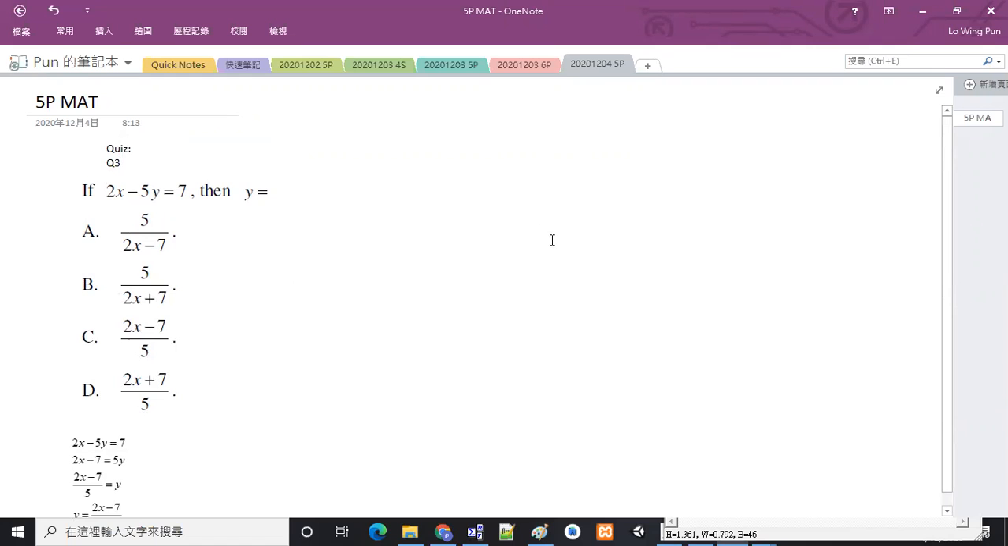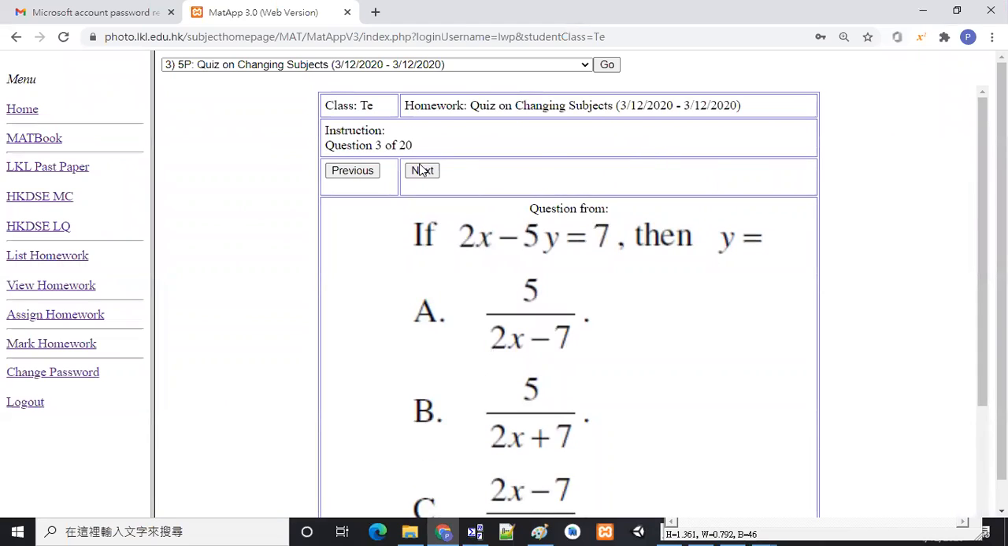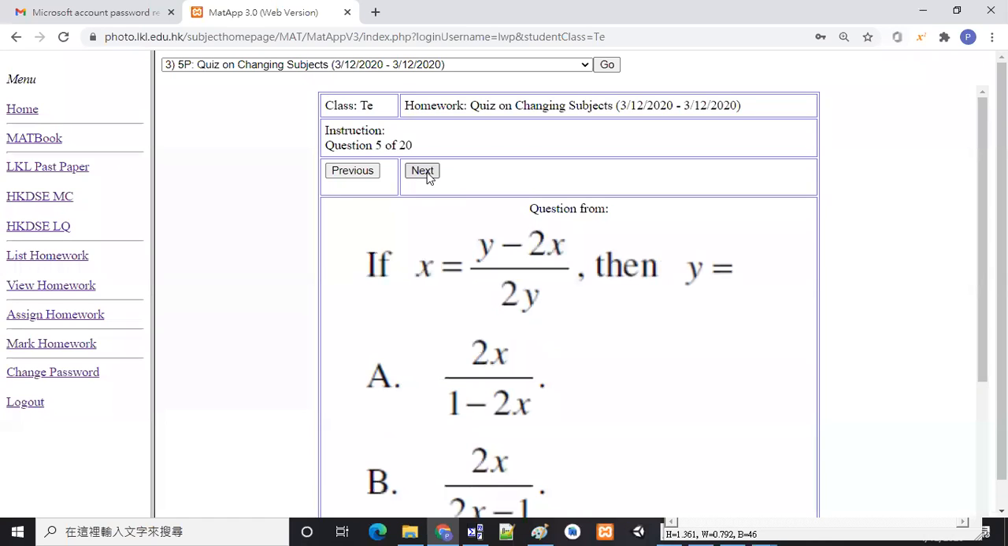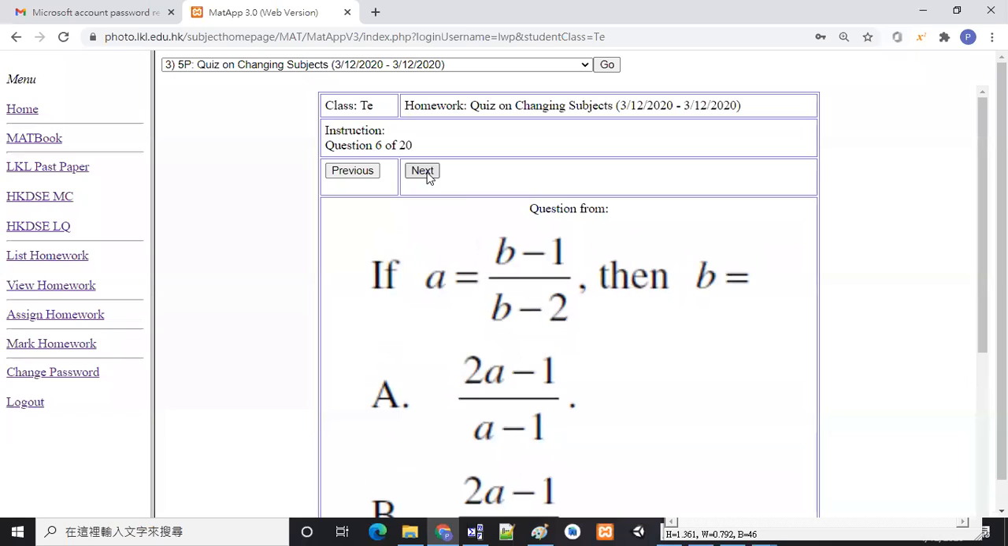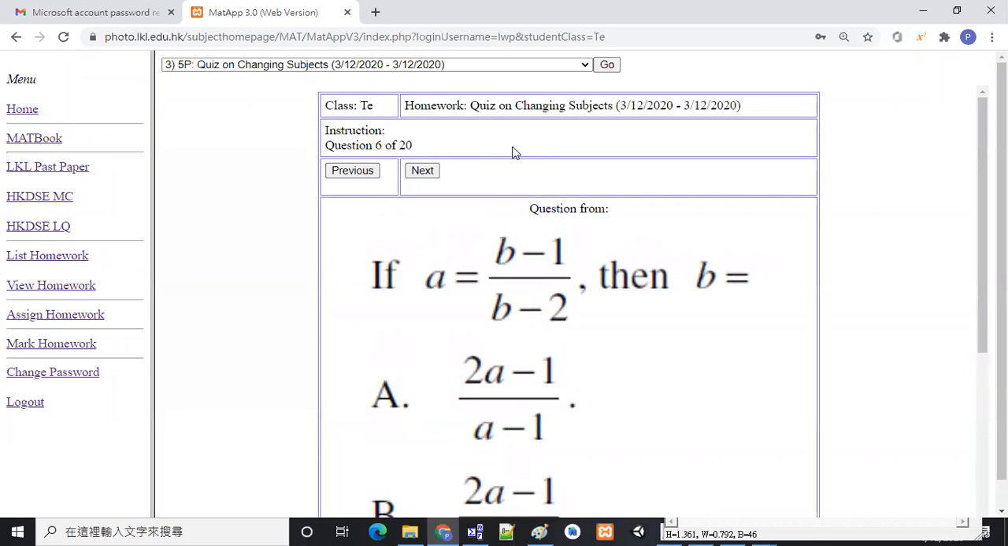Okay, and then so anyone want me to talk about number 4? You may raise your hand if you want me to talk about any questions. Number 4, anyone? Number 5? Number 6? Number 7? 6. Is it 6? Oh, 5. Okay. 5 also.